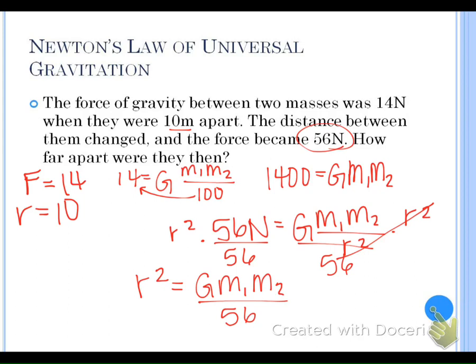What can I substitute for this G times M1 times M2? 1400. Right here I found out for the first problem that 1400 equals G times M1 times M2. So R squared equals 1400 over 56. I divide 1400 by 56 and get 25. I take the square root of that and I see that my radius equals 5.